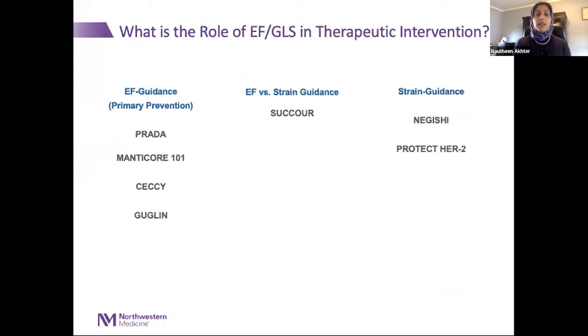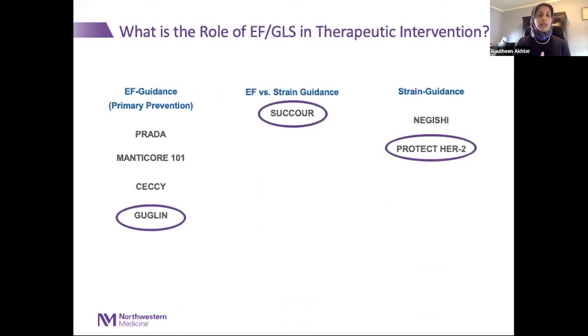But what is the role of EF and GLS in therapeutic intervention? Most of the primary prevention studies in breast cancer have largely shown minimal to no significant differences in LVEF. I will just focus on these 3 studies, the Guideline study, SECURE, and Protect Her2, which was just completed. So there's recently the SECURE study that was published looking at evaluating EF versus strain guidance.